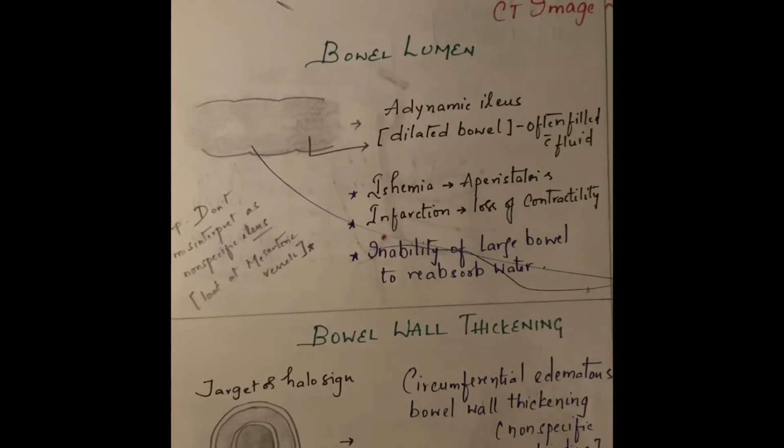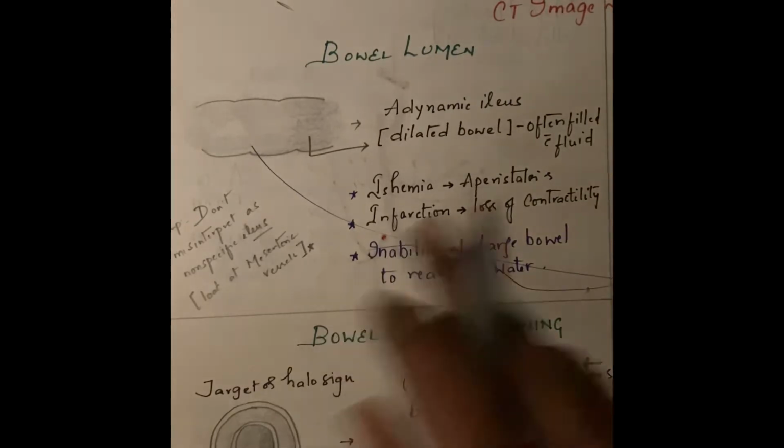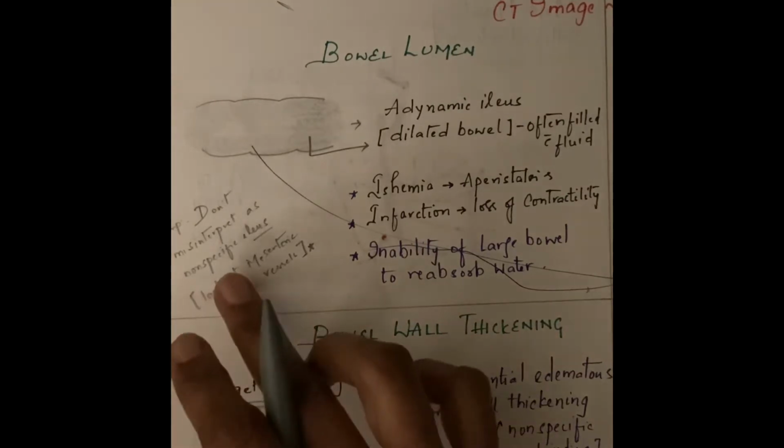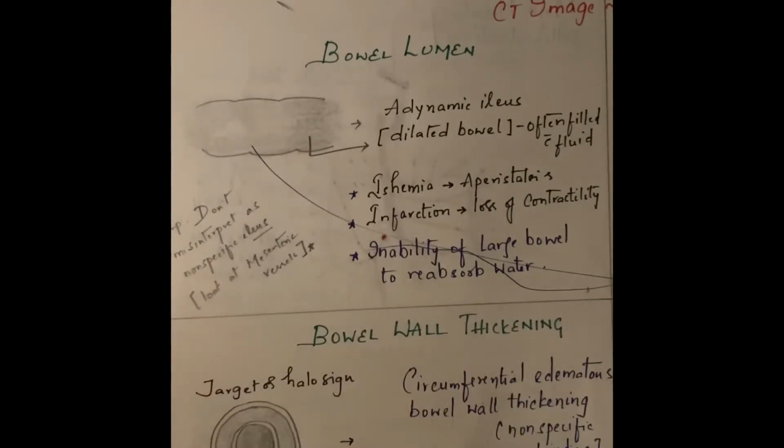When there is a decrease in blood flow leading to ischemia, in such cases there will be aperistalsis. When there is total cutoff of the blood flow leading to infarction of the tissue, there will be loss of contractility. So when a patient comes like this, it may be misinterpreted as non-specific ileus, and you have to look for mesenteric vessels.